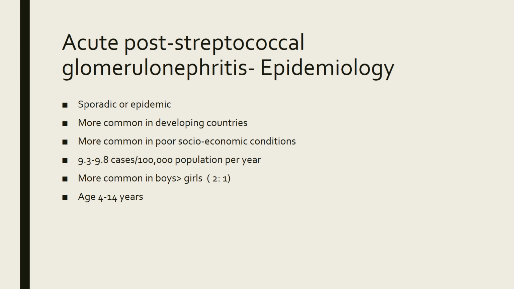So the epidemiology of this post-strep glomerulonephritis, it can either occur as an epidemic or sporadic. Mostly it occurs as a sporadic thing, meaning that you suddenly just get one person, two people being affected in a community, whereas an epidemic occurs in large numbers at the same time in a closed community, in a camp, in a boarding school, in a college.